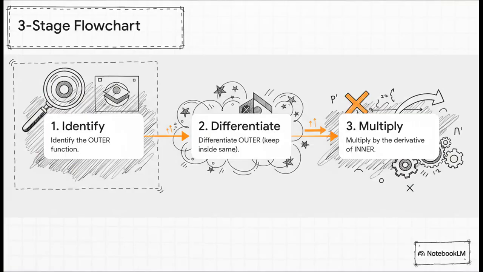And here's the map. That's it, just 3 steps. First, we're going to identify the outer and inner parts. Second, we'll differentiate that outer part, but, and this is so important, we leave the inside part completely alone for a second. And the final step? We multiply everything by the derivative of that inner part. Identify, differentiate, multiply. That's all you have to remember.